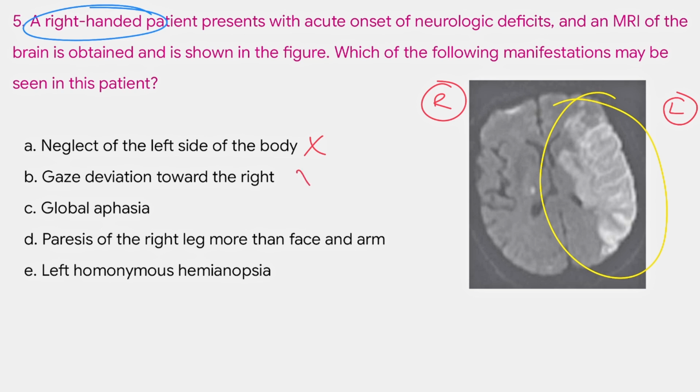Gaze deviation towards the right, no. The site of lesion is on the left side, and in MCA stroke, the gaze deviates to the side of the lesion. Global aphasia, yes. Could it be paresis of the right leg more than the face? No, it would be predominantly upper limb and face. Left homonymous hemianopia, no. Since it's a left-sided lesion, the visual field defect would be a right homonymous hemianopia. So the answer is global aphasia.